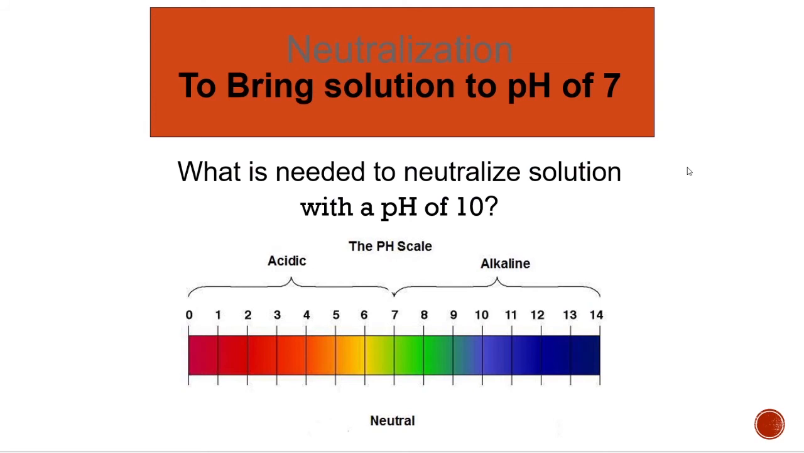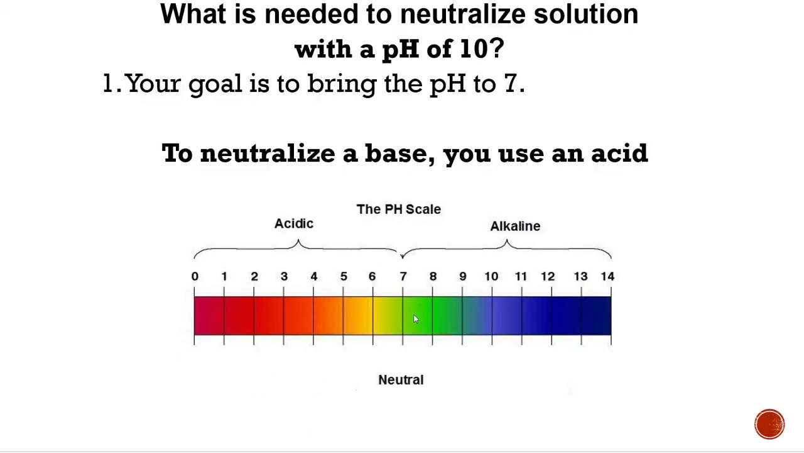So how do we make a pH of 7? Like, what do we do? So to bring a solution to pH of 7, what happens? What is needed to neutralize a solution with a pH of 10? What if we're at a 2? What would we add to get it closer to a 7, right? And so what we would need is either a base to neutralize an acid or an acid to neutralize a base. So what does that mean?